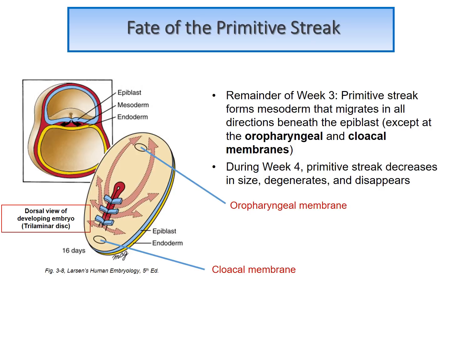The primitive streak is active during the remainder of the third week in forming mesoderm that migrates in all directions beneath the epiblast layer, except at the oropharyngeal and cloacal membranes at the cranial and caudal portions of the embryo, respectively. Thereafter, the primitive streak decreases in size, degenerates, and disappears by the end of the fourth week.